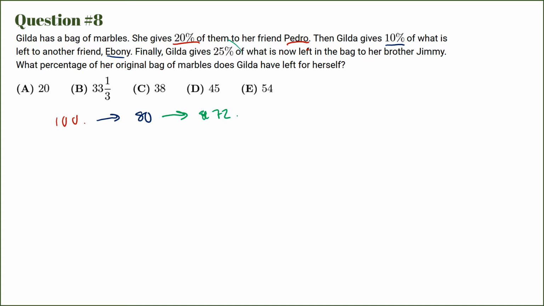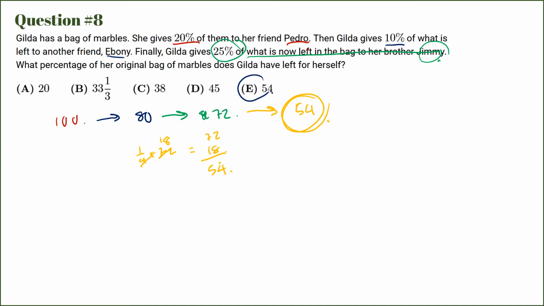Finally, Gilda gives 25% of what is now left to her brother Jimmy. Okay, so now 72 becomes 72 minus 1/4 of 72. So what is 1/4 of 72? That would be 18. So 72 minus 18 would be 54. So Gilda has 54 marbles left in the bag for herself. E.